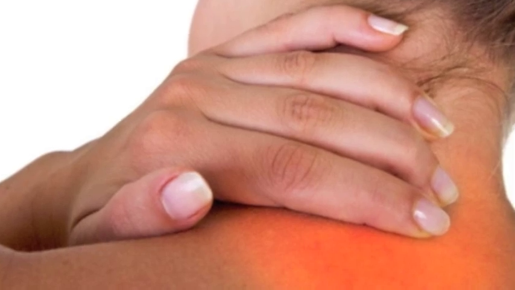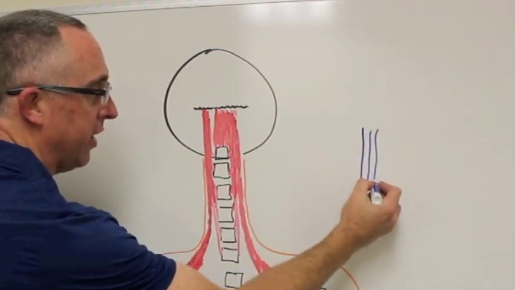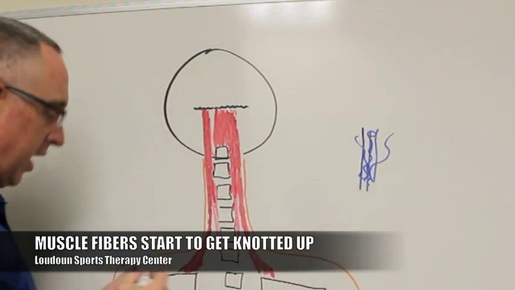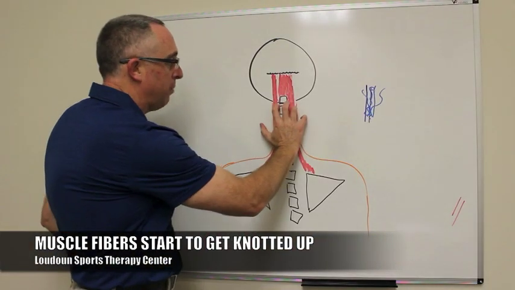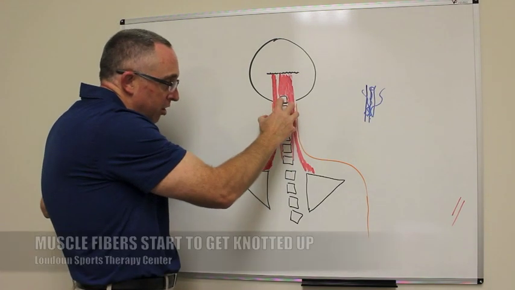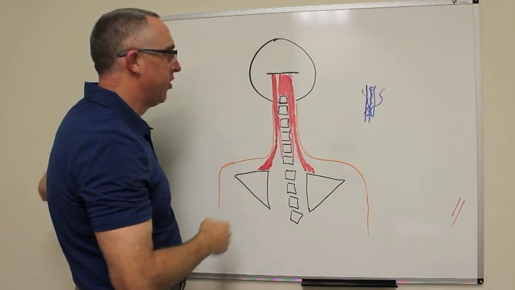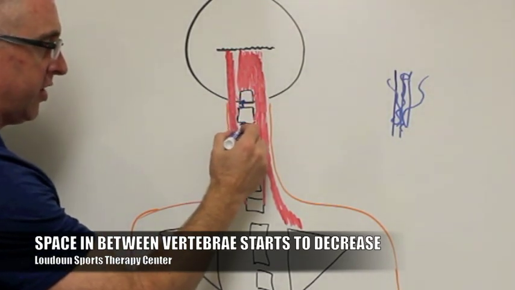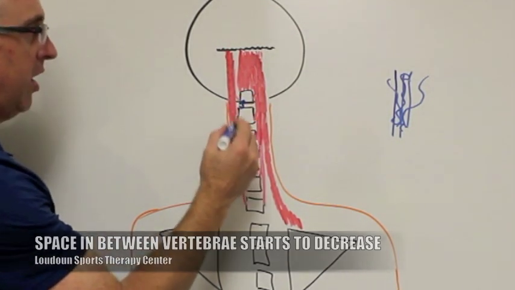And so a muscle that normally is long and straight, what will happen is those muscle fibers will start to get knotted up on each other. And so when that happens, it's going to kind of rotate and compress everything together. So the first thing that occurs is that this space in between the vertebrae starts to get less. So it starts to cave in.